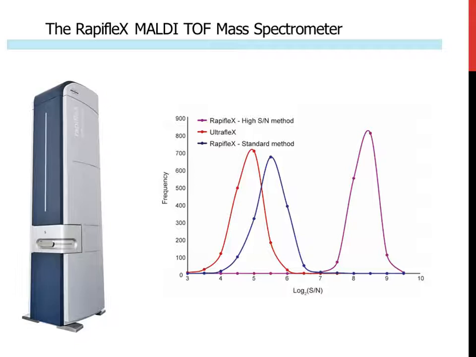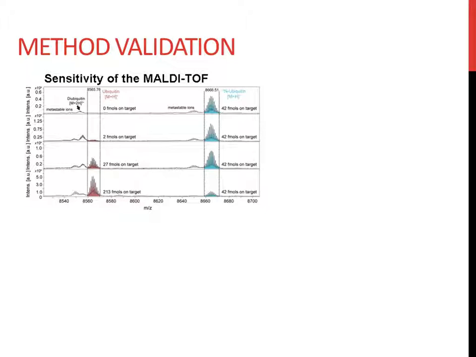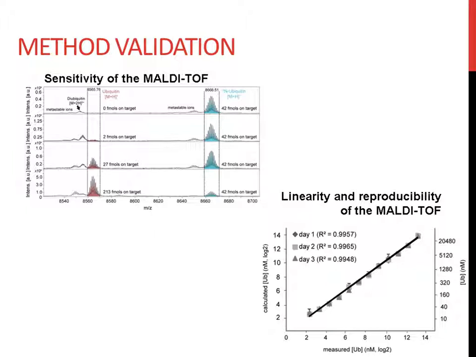So once we had done this on the RapiFlex, we now went back to our DUB assay and ran our DUB assay. And as I said, we had high sensitivity, at about 2 femtomoles on target for our ubiquitin. And we have a very nice linearity. So this is something we have seen on almost all our assays. We have almost 3 orders of magnitude on our assays, which is, I think, more than enough for any drug discovery assay. And it's really nicely linear.